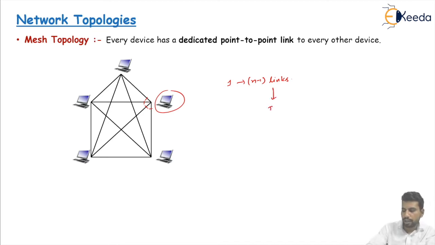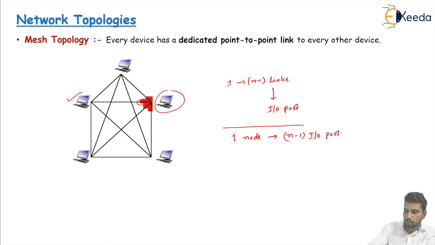Means for every link we need an input output port to transfer the data in both directions. Whether you are sending the data or receiving the data, we need an input output port. So for the first, this one is connected with this device, here is the port. For the second link we need a second port, for the third we need a third port, and for the fourth we need a fourth port. Means for one device, for one node, we need n minus 1 input output ports to connect this node with the remaining n minus 1 nodes.